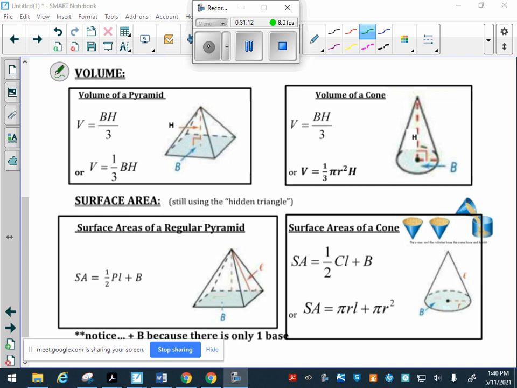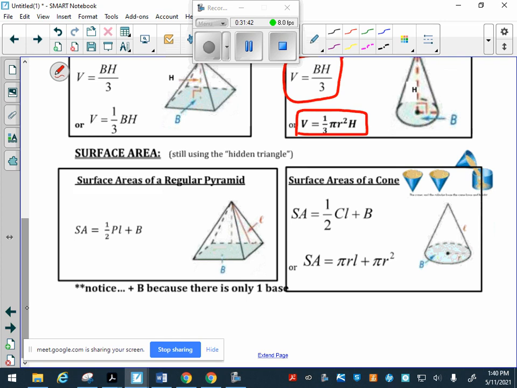Okay, again, if it's a cone, the area of the base is pi r squared, because the area of a circle is pi r squared. So then we multiply by h divided by 3, or 1/3 pi r squared h. Sometimes you will see a cone written differently. It looks so different from this, but it's actually the same exact thing. It's just putting in the formula for area. Okay, surface area is 1/2 PL plus B.